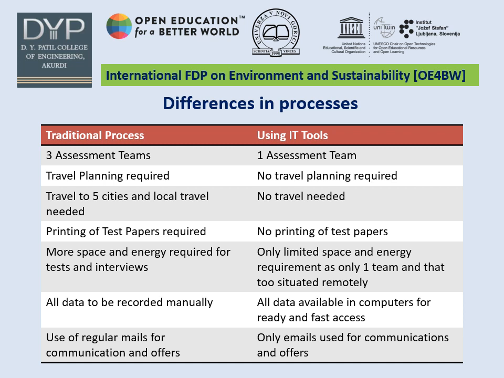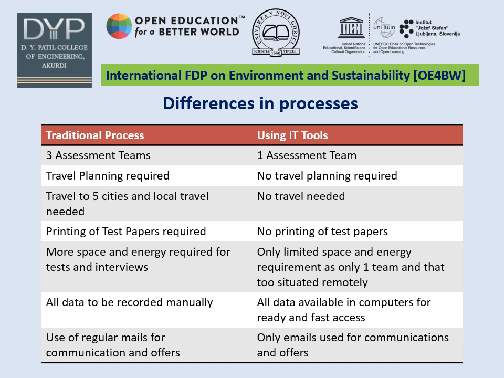In case of traditional, travel planning is required. In IT tools, no travel planning is required. In the traditional process, travel to 5 cities and local travel is needed. When we are using IT tools, no travel is needed. In the traditional process, printing of test papers is required, which is not required when using IT tools.